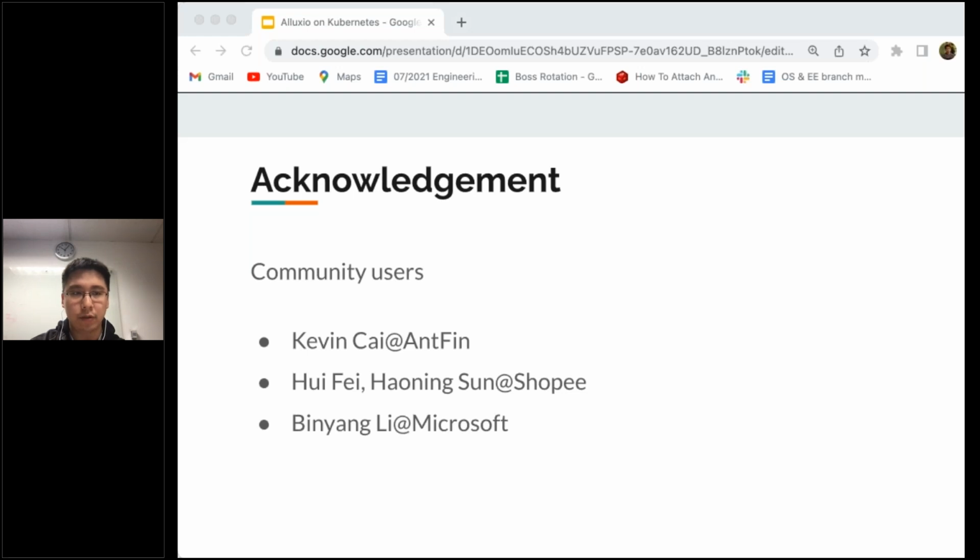Also, special thanks to our community users who helped a lot on these projects, including Kevin Tsai from Ant Finance, Hui Fei and Haoning Sun from Shopee, and Binyang Li from Microsoft.